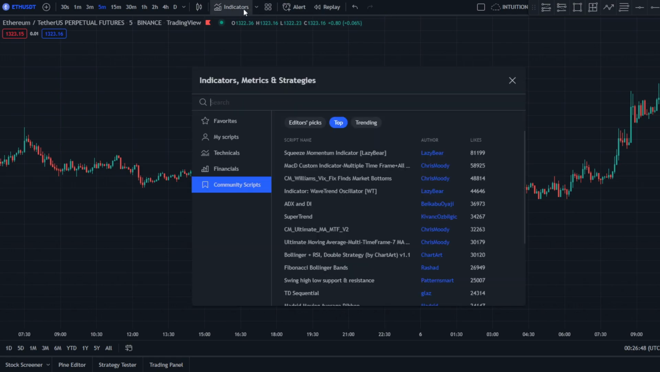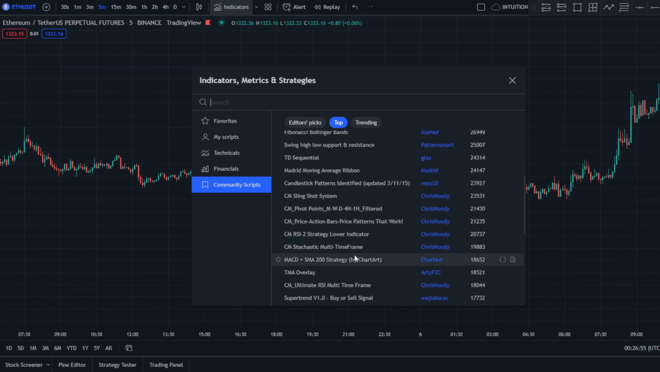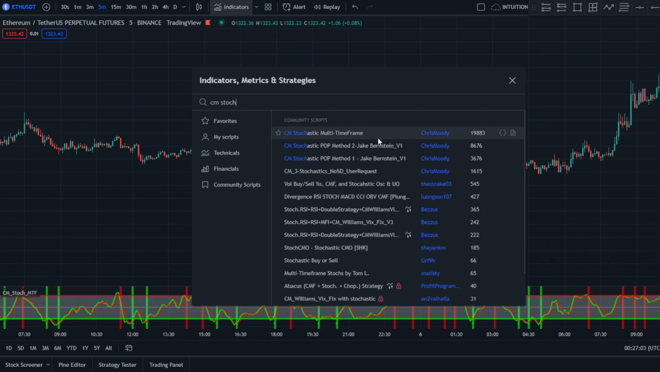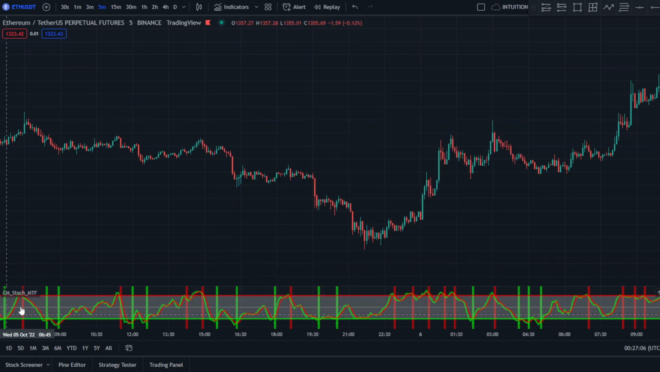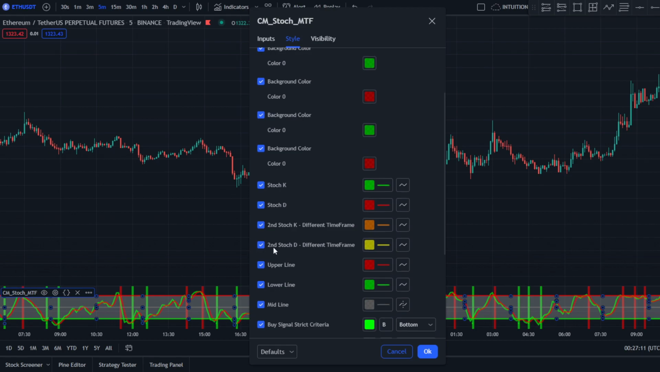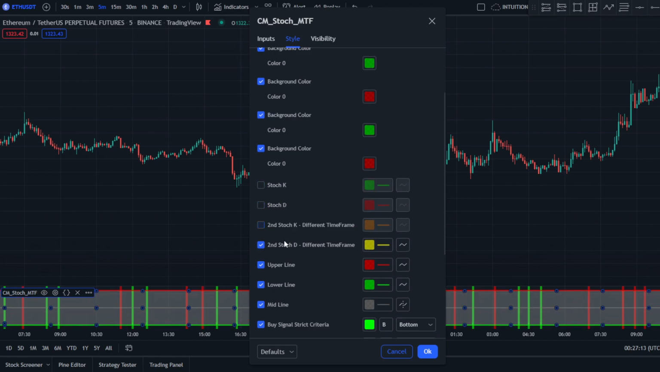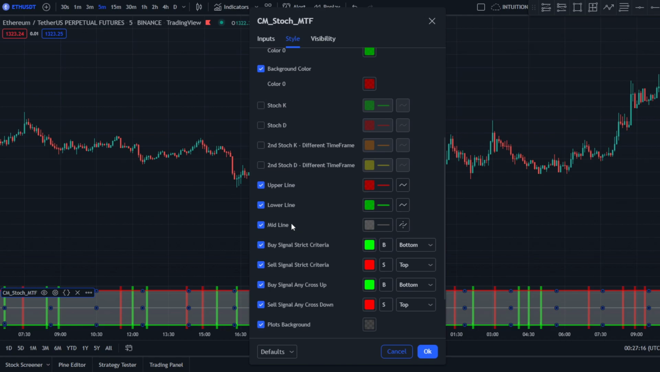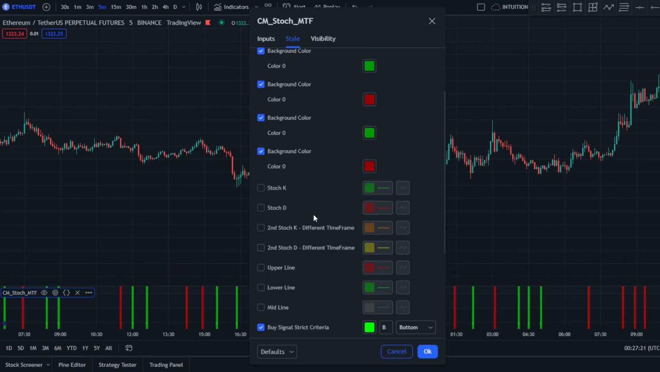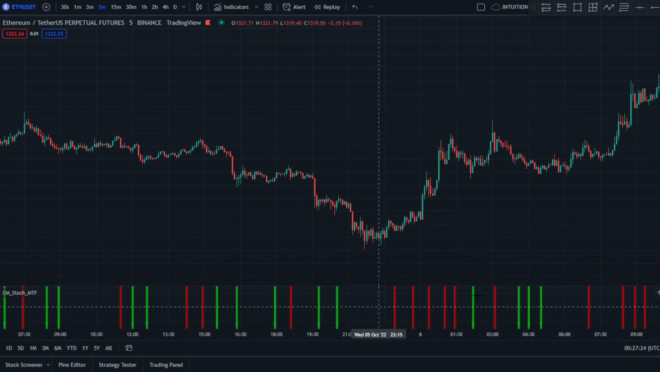Like I said, we'll be using the super trend strategy today, so I'm going to bring you the indicators we'll be using. First up, we'll be using the CM stochastic multi-time frame. Search for CM stock and you'll see this multi-time frame by Chris Moody. Click on it and you get this. For this you want to remove most of the stuff: remove the stochastic K and D, the same for your second K and D, and remove all your lines together with your plot backgrounds. These are the things that you'll be keeping, and you can see that you have your lines here.